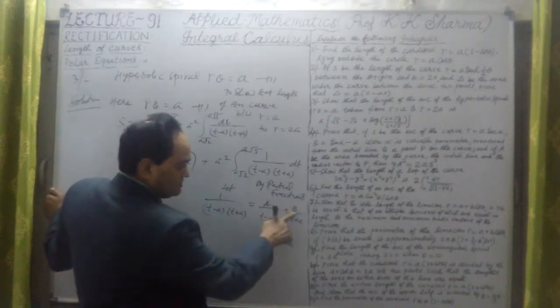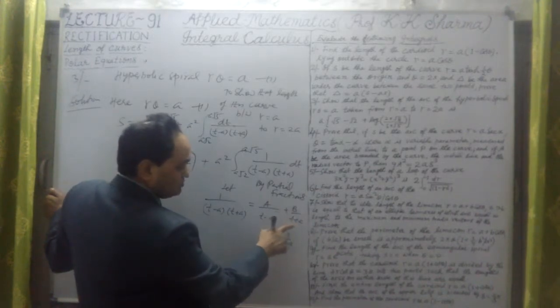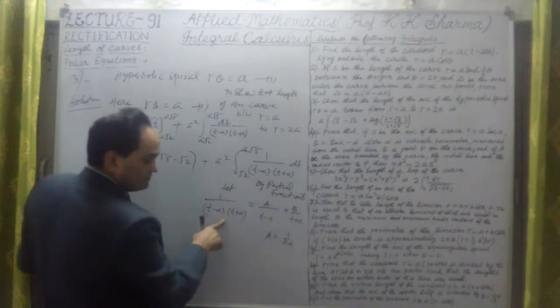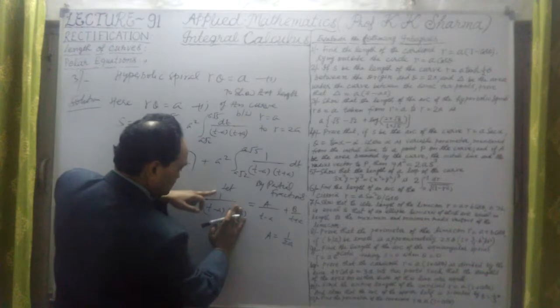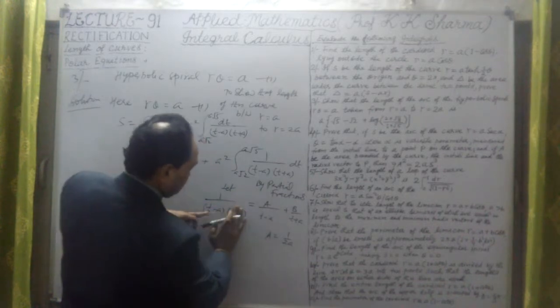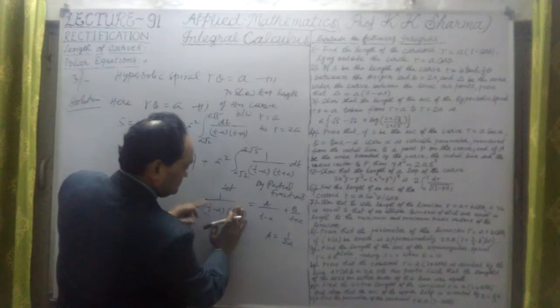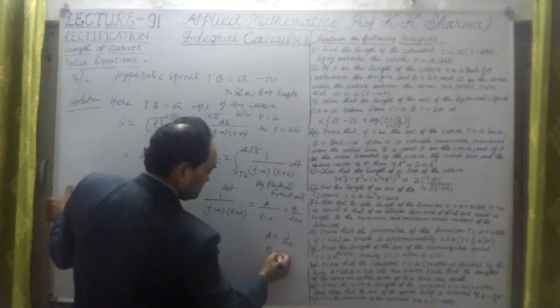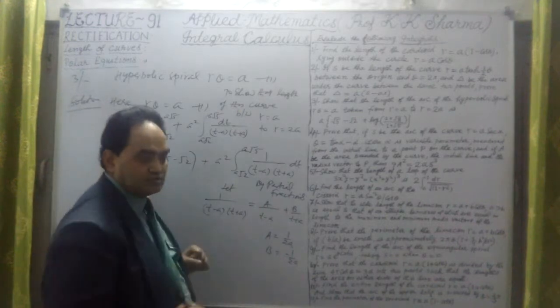And for the value of B, what do we do? Again, t plus a equal to 0, or t equal to minus a. We substitute t equal to minus a in the left hand side other than t plus a. In 1 upon t minus a, if t is minus a, then minus a minus a is minus 2a, so we get 1 upon minus 2a. B is minus 1 upon 2a. Simple.